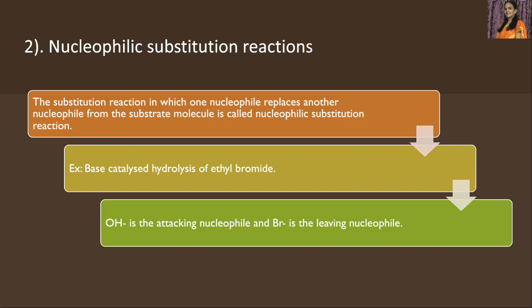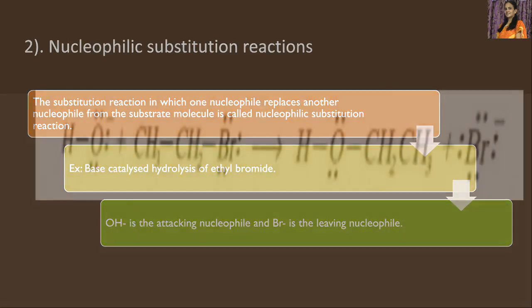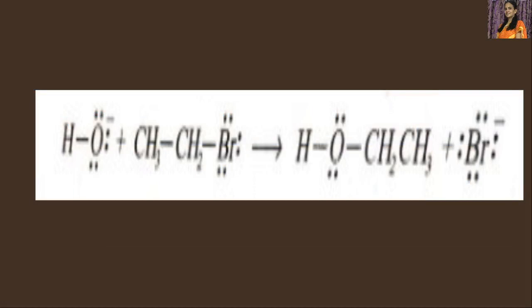That is, ethyl bromide is hydrolyzed in presence of a base. In this base catalyzed hydrolysis of ethyl bromide, OH minus ion is the attacking nucleophile and Br minus is the leaving nucleophile. Br minus is present in ethyl bromide, that is, in the substrate, and OH minus is present in the base, that is the reagent. So OH minus is the attacking nucleophile and Br minus is the leaving nucleophile. Now let's see the reaction.